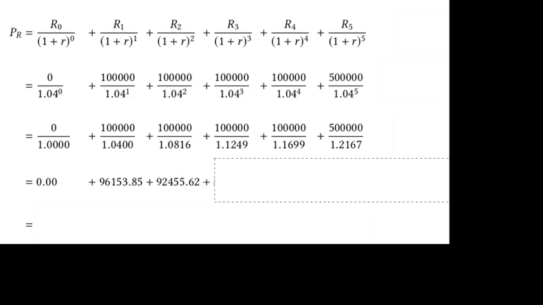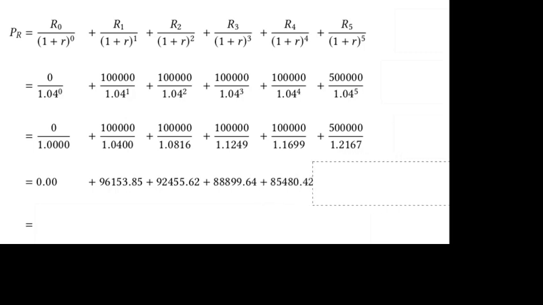$100,000 at the end of year 3 is worth even less, about $89,000. $100,000 at the end of year 4 at 4% is only worth about $85,000 today, and $500,000 5 years in the future at 4% is worth about $410,000 today.